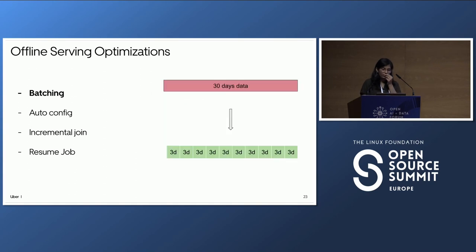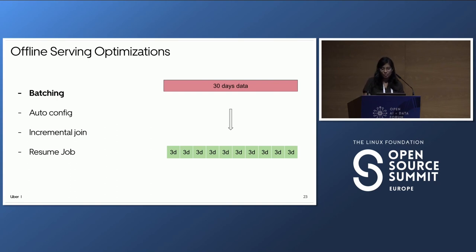So what we have done is a batching optimization. Let's say you want to perform a join over 30 days of data, and it's too large to handle. We can divide this data into smaller batches, and then process these batches one by one. We can test on these batches and fine-tune the configs for them. The jobs become more manageable.